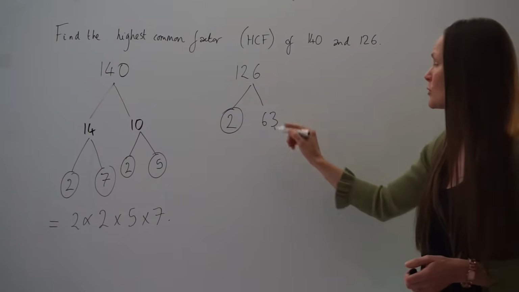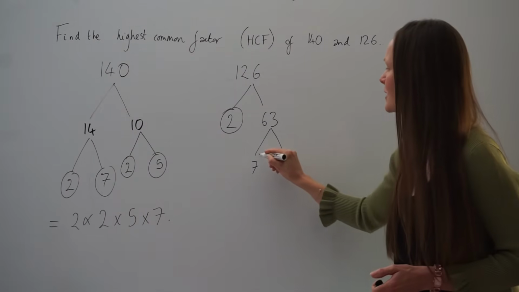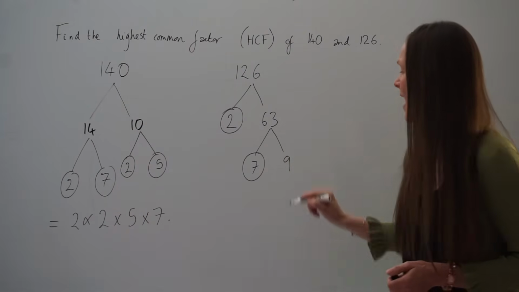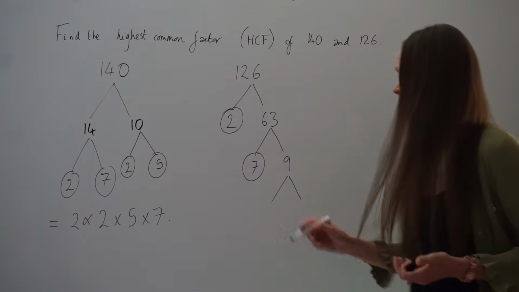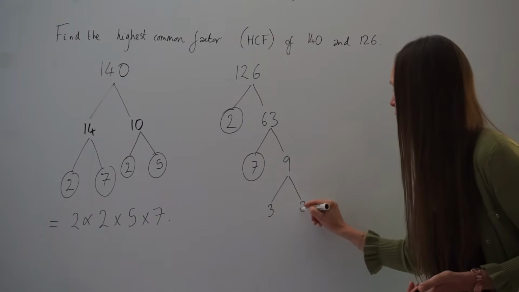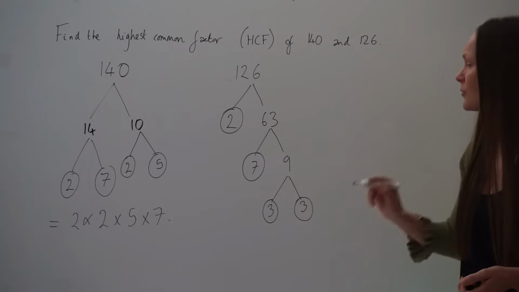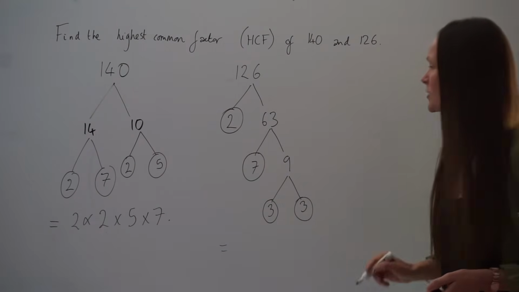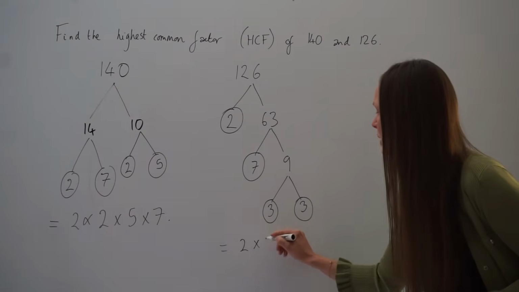Two factors that multiply together to give 63 are 7 and 9. 7 is prime, so we circle that one. And two factors that multiply together to give 9 are 3 times 3. Okay, and these are also prime factors. And just like with the previous number, I'm going to write at the end the product of prime factors. So I take these numbers and multiply them together.